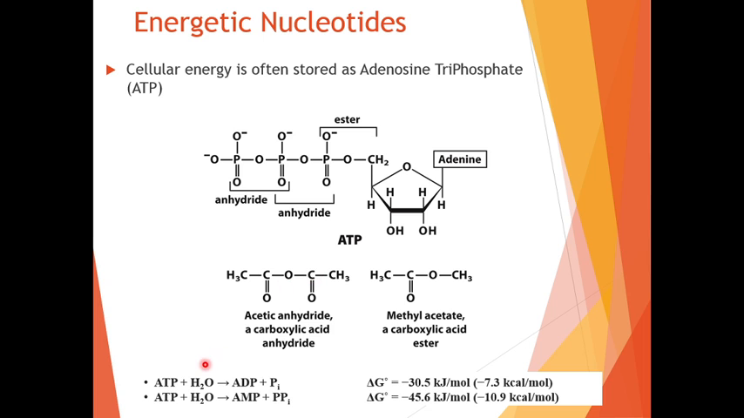In addition, hydrolysis of ATP to ADP or ATP to AMP releases an enormous amount of energy. This is why ATP is called a high energy molecule, because ATP hydrolysis to ADP leads to a release of about 30 kilojoules per mole of energy. Hydrolysis of ATP to AMP, on the other hand, leads to a release of about 45 kilojoules per mole of energy.